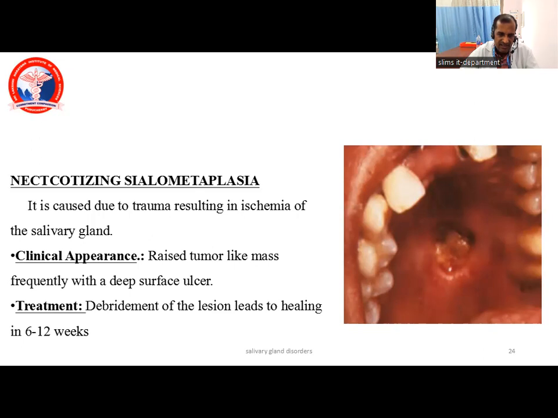And the treatment will be debridement of your lesion, but healing will take a minimum of 6 to 12 weeks. That too is mostly in the hard palate. Most commonly, any injury to the hard palate will end up with necrotizing sialometaplasia. The treatment will be debridement of the oral lesion, and it will take at least 6 to 12 weeks of healing period.